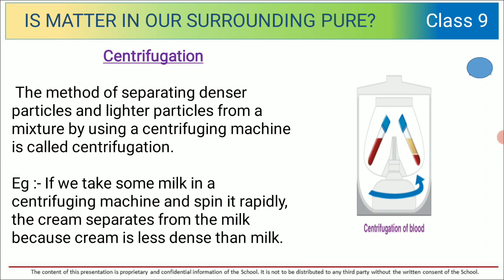If we take some milk in a centrifugation machine and spin it rapidly, the cream separates from the mixture because the cream is less dense than the milk. So this is the best example of centrifugation. Centrifugation of blood is also done. Over here in the picture you can see how the two layers are formed and how the lighter particles are collected separately.